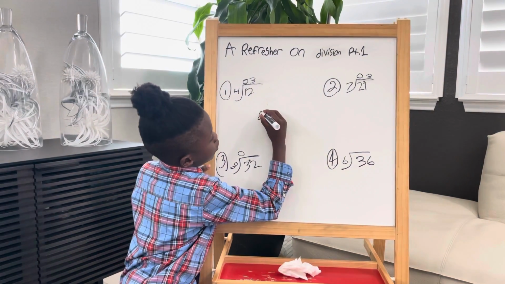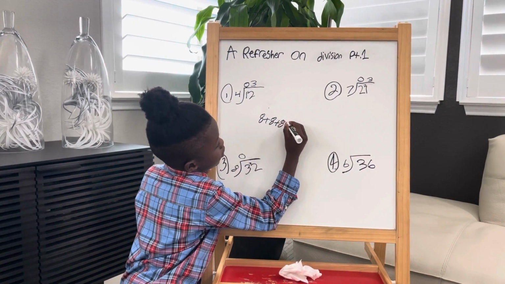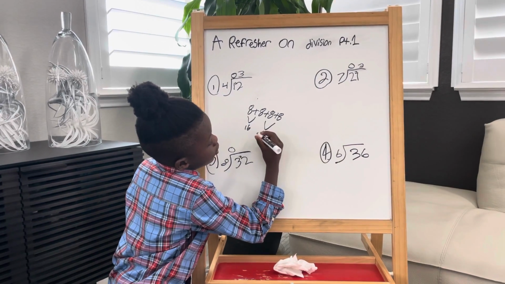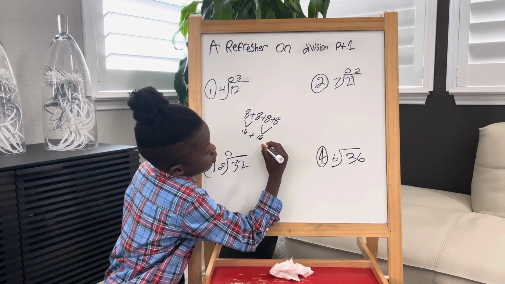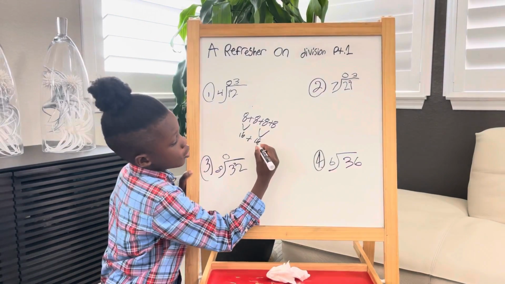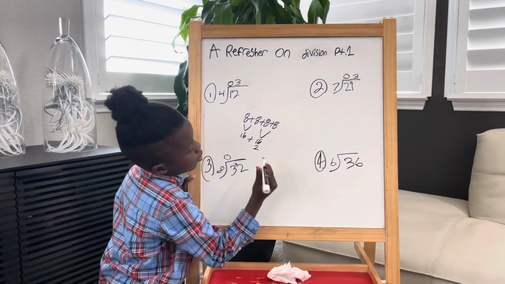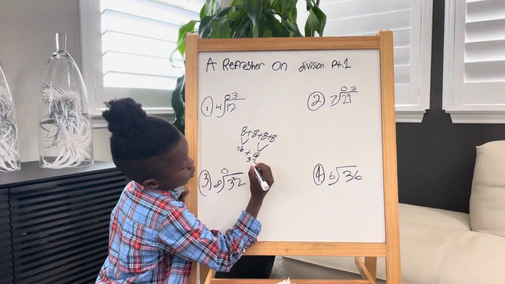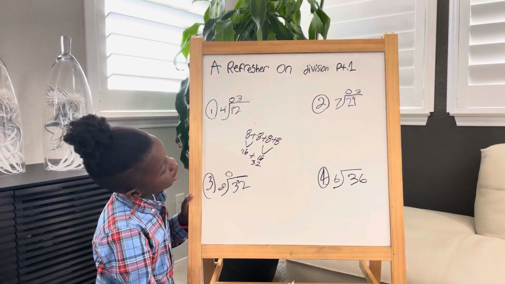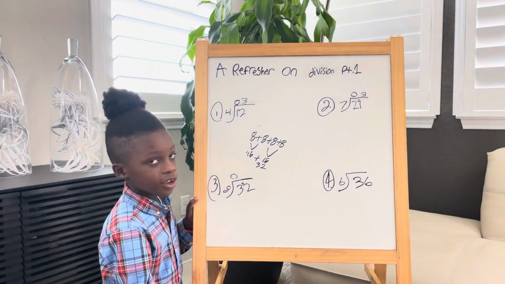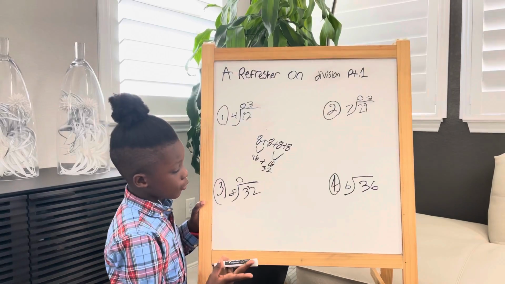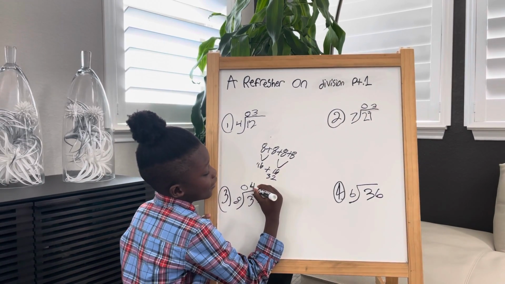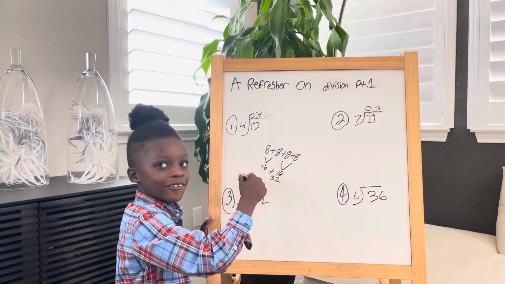So 8 plus 8, 8 plus 8 plus 8 plus 8. 8 plus 8 is 16. 8 plus 8 is 16, same thing. 16 plus 16, 6 plus 6 is 12. So we put 2 here. We carry the 1. 1 plus 1 is 2, plus 1 more is 3. So we have 32. So how many groups of 8s did I have? 1, 2, 3, 4. I had 4, which means 32 divided by 8 is 4.